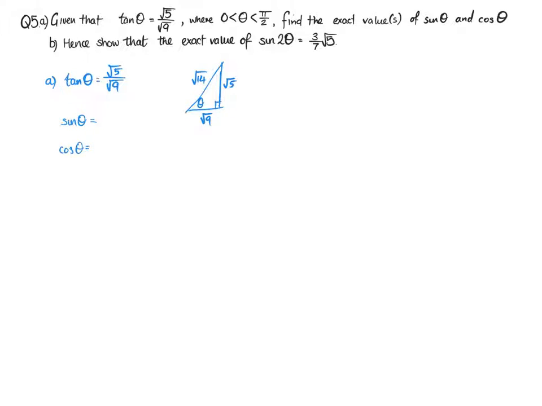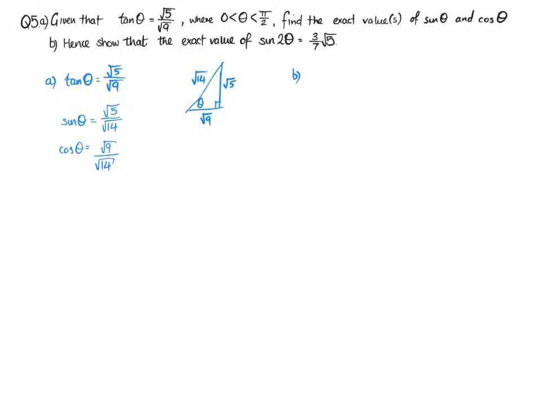So sine theta is opposite over hypotenuse, which is the square root of 5 over the square root of 14, and cos theta is adjacent over the hypotenuse, so that's the square root of 9 over the square root of 14. Okay. We've been given the square root of 9, really we could change it to 3, and we will in a minute, but it's fine to just leave it like that for now, because that's how they gave it to us in the question.